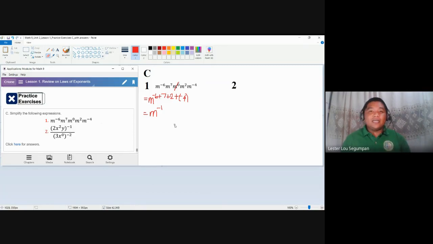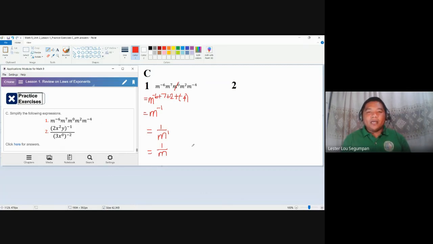So instead of using a negative exponent, we will use the last law of exponent, the law of negative exponent. We need to make the exponent positive by reciprocating it. M to the power of negative 1, okay, we move it down. And of course, we need to simplify this further. There is no more exponent of 1, so it is 1 over m. So this is the final result for number 1.